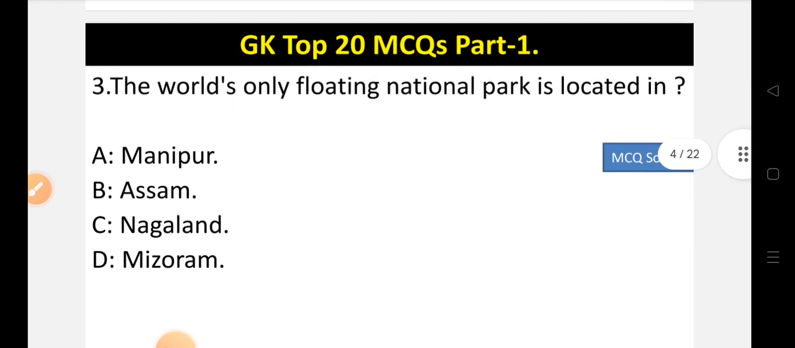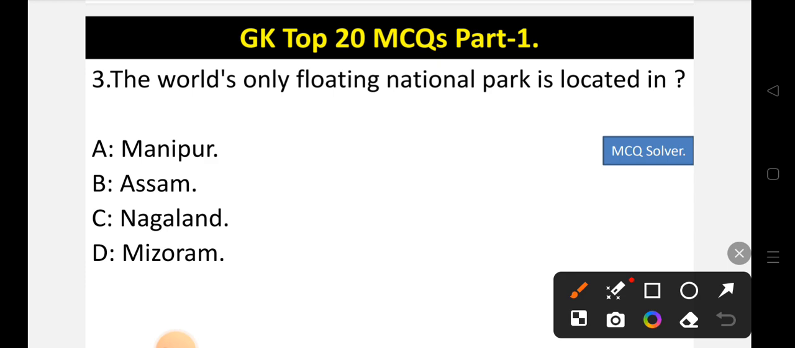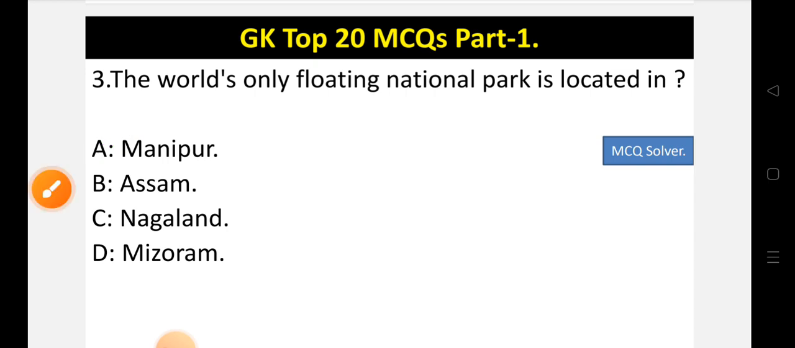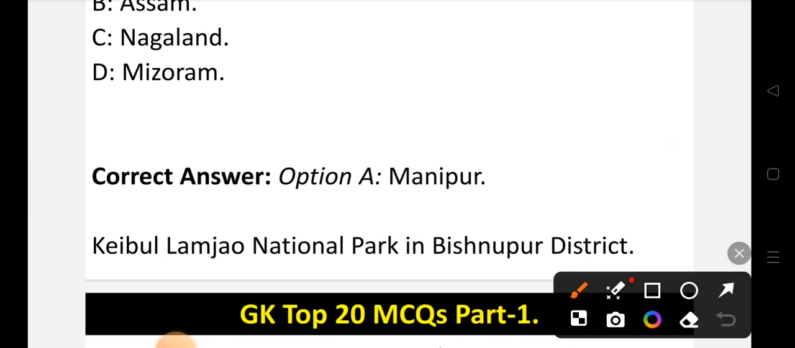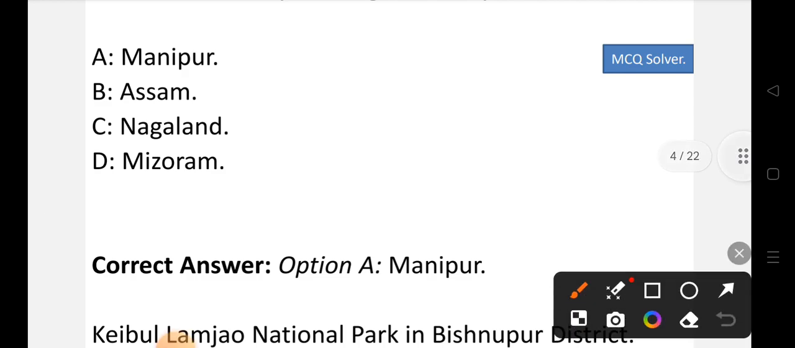Now let's move to question number 3. The world's only floating national park is located in. The correct option will be option number A, that is it is located in Manipur. So in Manipur the world's only floating national park is located, and the name of that national park is Keibul Lamjao National Park, which is in Bishnupur district of Manipur. So the correct option will be option number A, that is Manipur. So A is the correct answer.